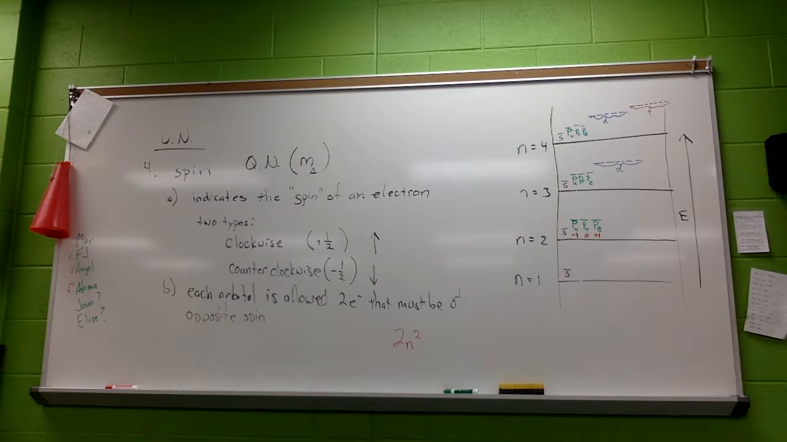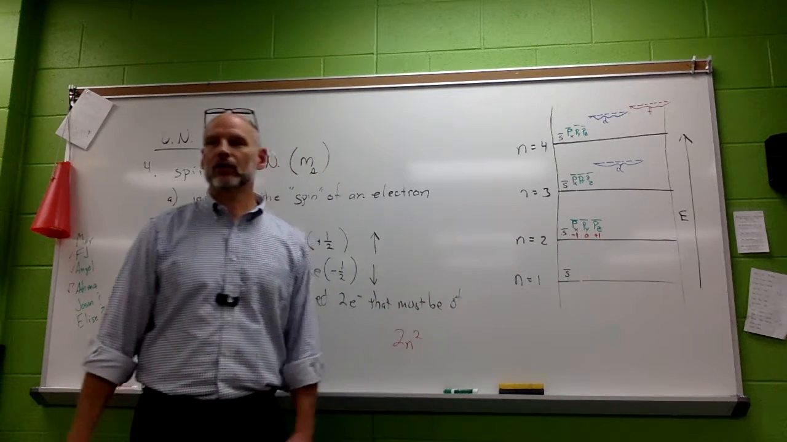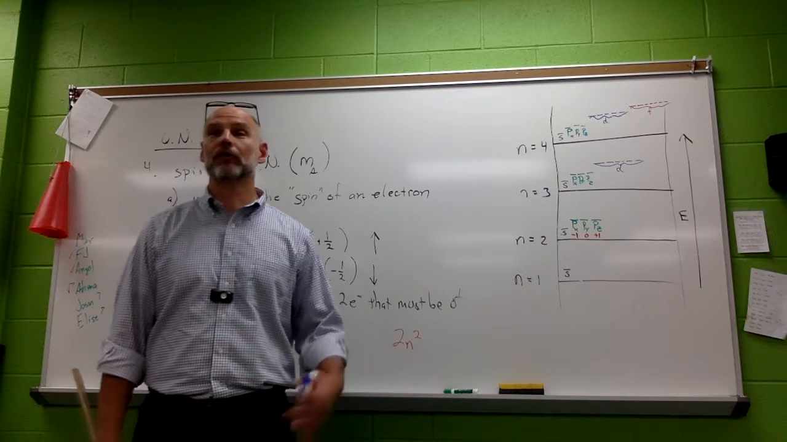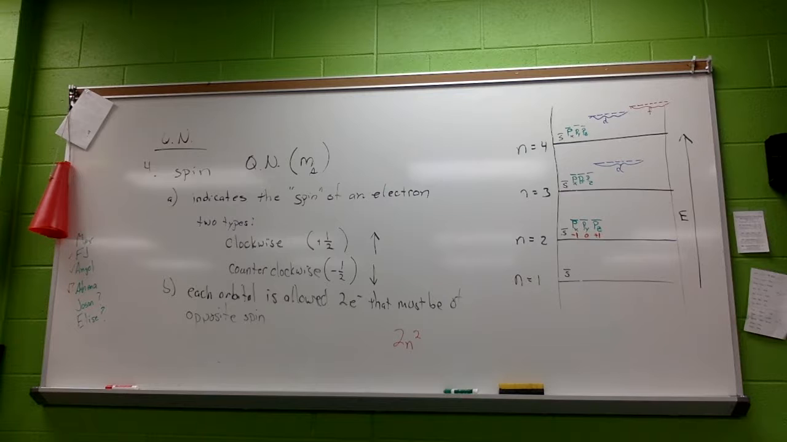Notice how this has 2 families, 2 groups over here, right? These are known as the s orbital filling groups, because how many electrons are allowed to go in an s orbital? 2. How many p orbitals are there? How many electrons in each orbital? 2, for a total of 6. 1, 2, 3, 4, 5, 6. These are known as the p orbital filling groups.